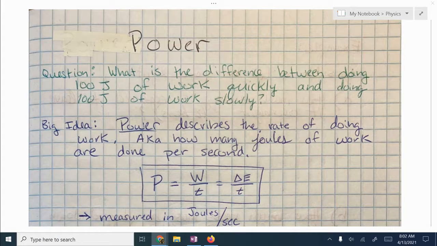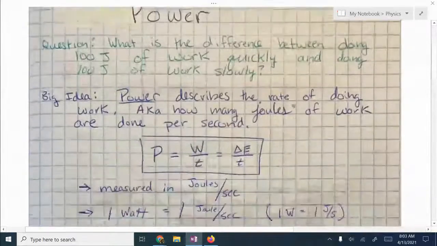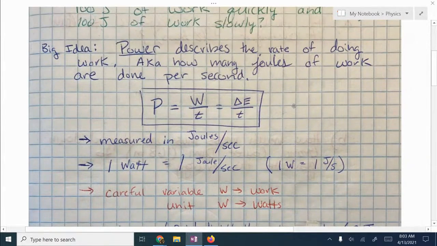So the big idea here is that power is a concept that describes the rate at which you do work, the number of joules per second. That means that the equation for power would be the work divided by the time.